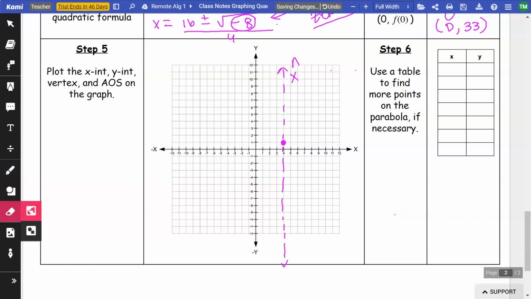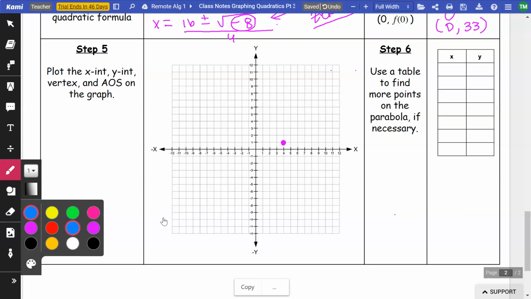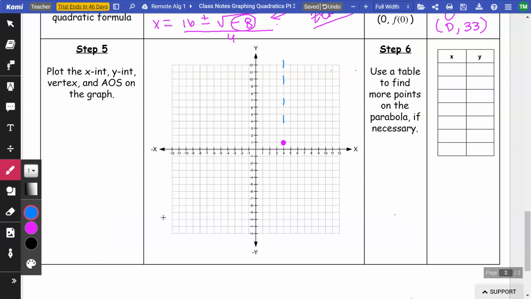My pen is strangely laggy. Sorry. And apparently this line is moving down. I don't know what's happening right now. Who's in charge here? Okay, let's try this again.